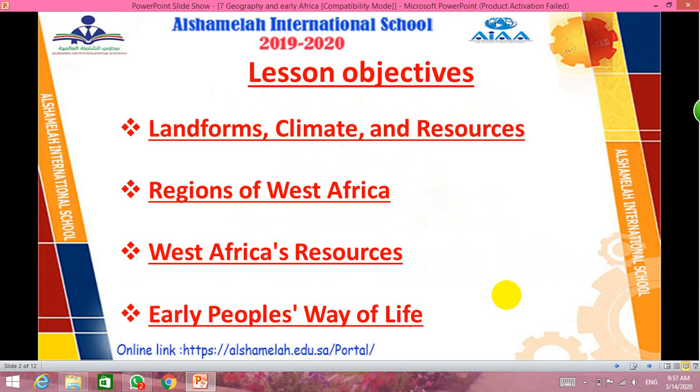Number 1, landforms, climate and resources. Number 2, regions of West Africa. Number 3, West Africa's resources. And number 4, early people's way of life.